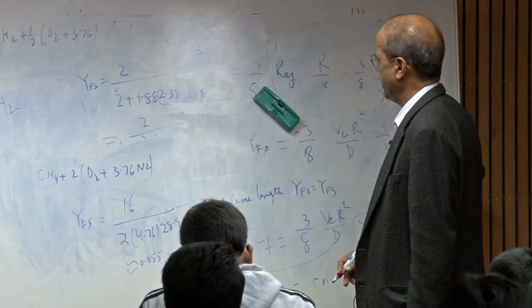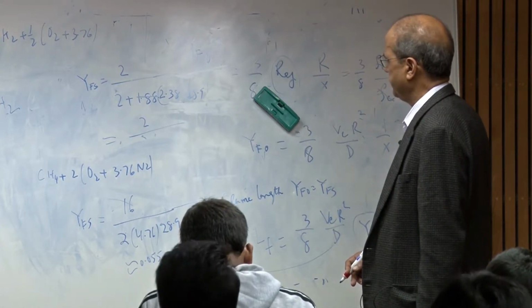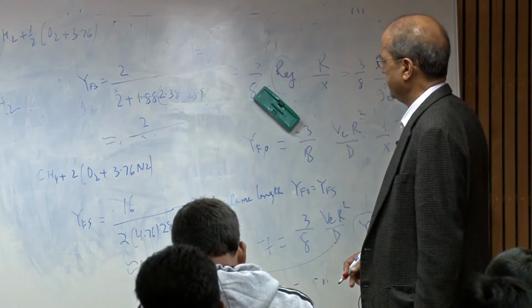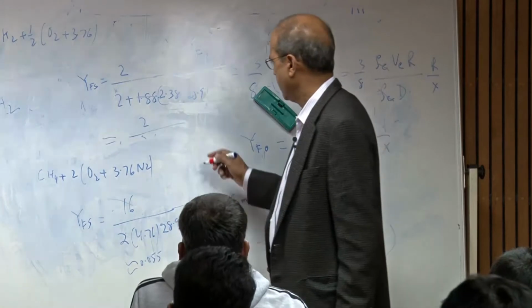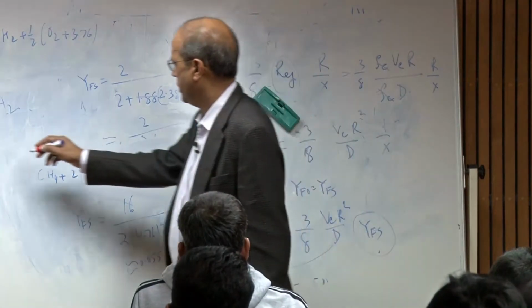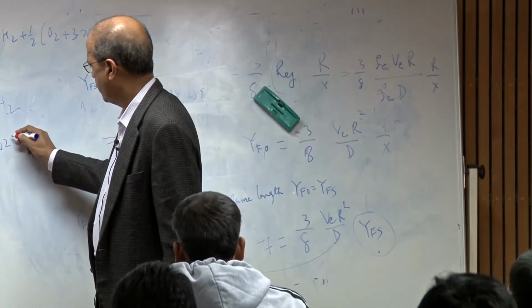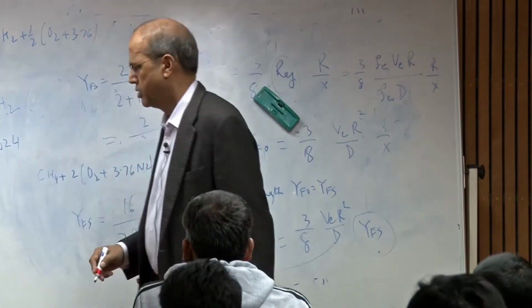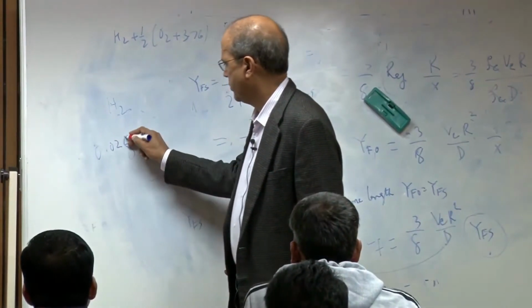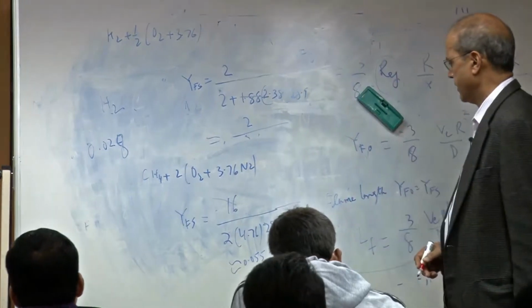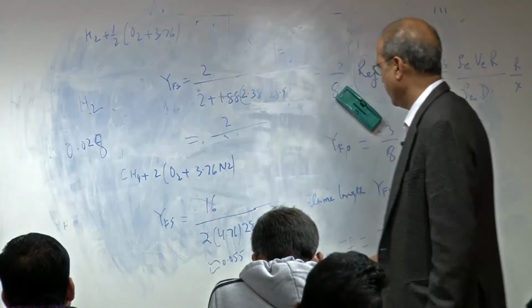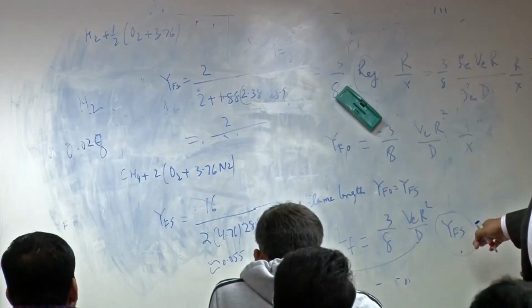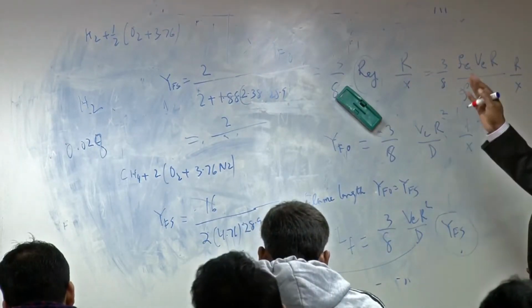Times 28.9. So this is 0.0242. Let's see, 28. Oh yeah, 28. Okay, 0.028. So if you use this value for hydrogen, that will increase the flame length.